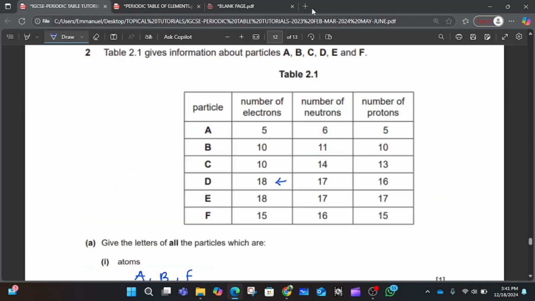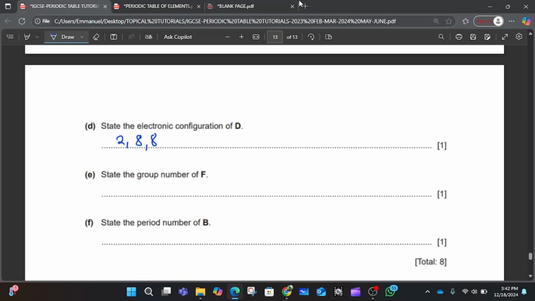We can deduce the group number of F by looking at the valence electron of F. F has 15 electrons. So it means that when we write the electronic configuration, we get 2,8,5. The valence electron is 5. It means that F is in group 5.